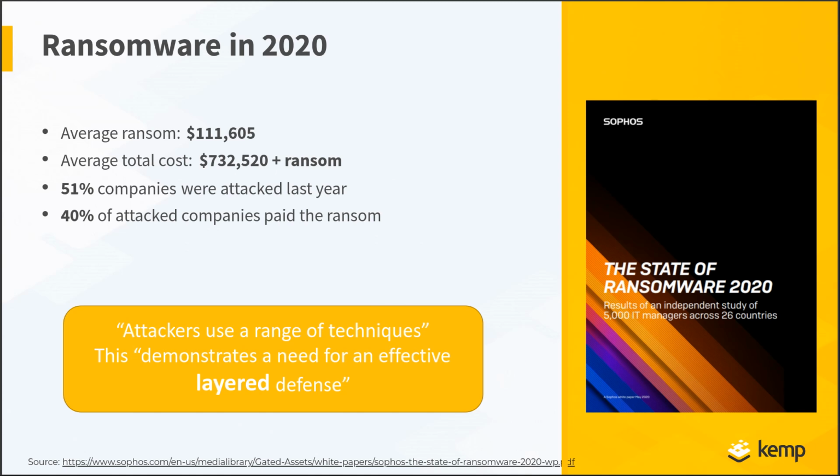The stat on this report from Sophos, State of Ransomware 2020, says that 51% of companies were attacked last year. And I always caveat that: chances are there are a lot more companies that were attacked, they just weren't aware that they were attacked or being attacked. And of these companies that were attacked, 40% paid a ransom. But here's another key piece of information. These attackers use a lot of different techniques in terms of social engineering with emails and phone calls and other things.